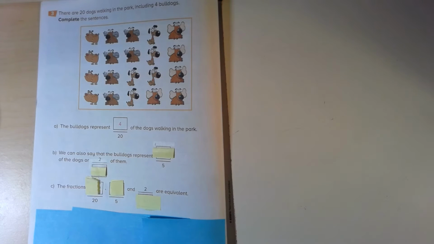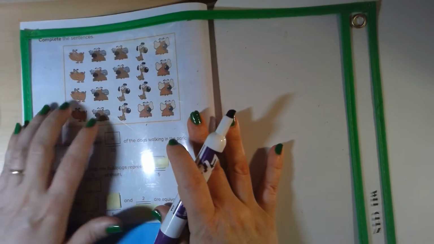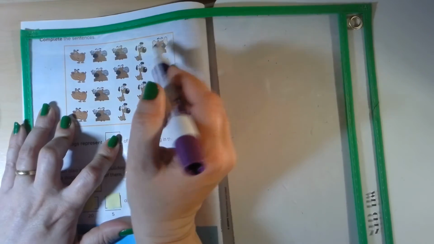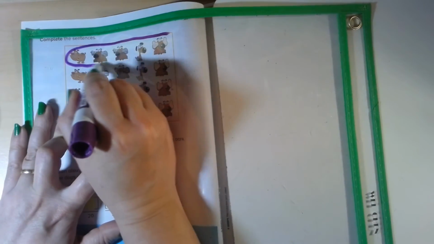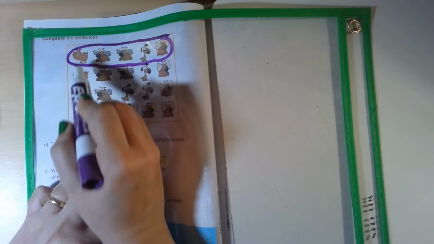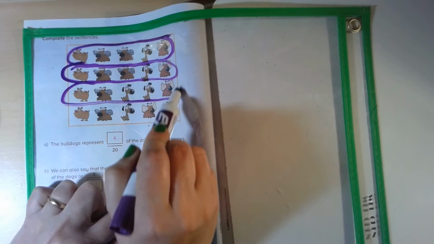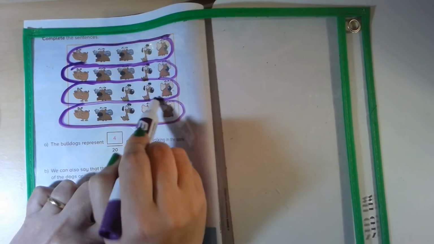We can also say, I'm at B now, we can also say that the bulldogs represent blank fifths of the dogs. Blank fifths. So now they want us to put the dogs into groups of 5. 1, 2, 3, 4, 5. All right. There's a group of 5. 1, 2, 3, 4, 5. Okay, there's another group of 5. Another group of 5. And another group of 5.